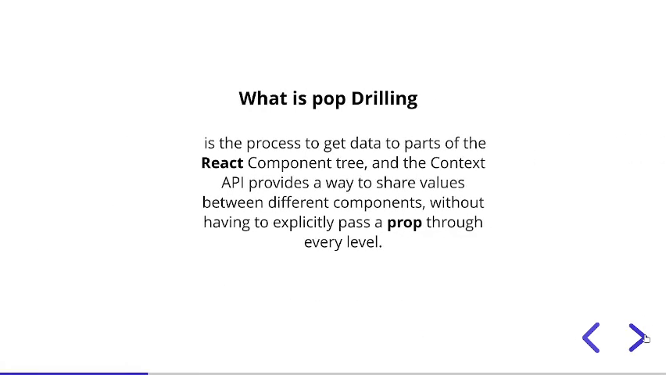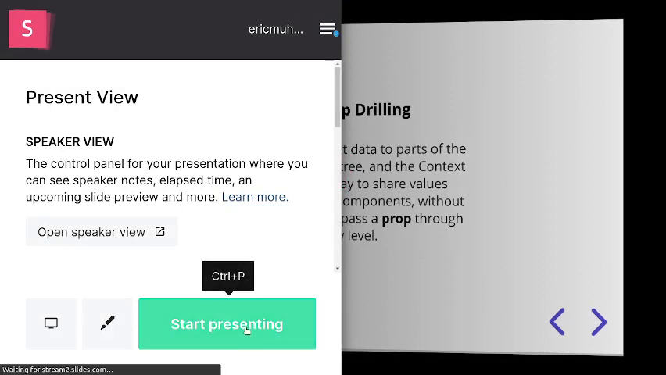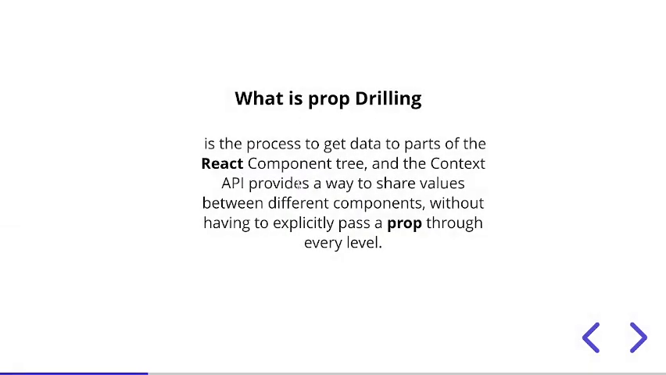So the next step is what is prop drilling, because I was talking about prop drilling here and here, and most of you maybe don't know prop drilling. Prop, not pop, sorry about that. So prop drilling is the process to get data to the parts of the React component tree. I'm going to say component tree in a moment, and that is the process where you pass props from each component to another component. We're going to see in a moment a diagram showing it better.